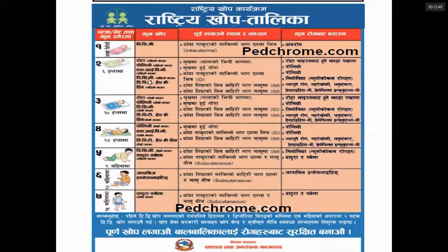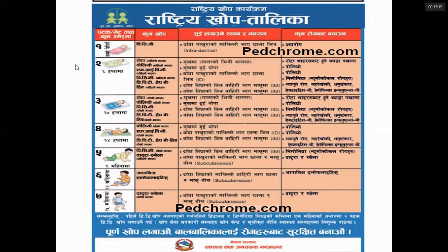And PCV, pneumococcal vaccine, is given at 6 weeks, 10 weeks, and 9 months. So at 9 months, we give PCV and measles rubella, MR vaccine. MR is given subcutaneous, PCV is given intramuscular. And Japanese encephalitis is given at 12 months, and MR is given at 9 months and 15 months.